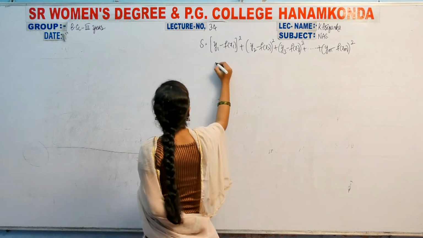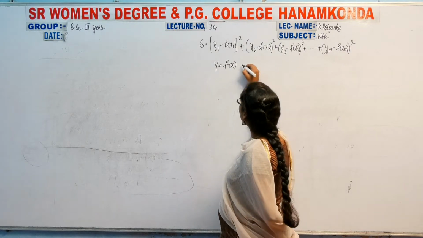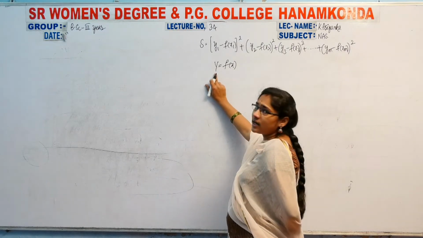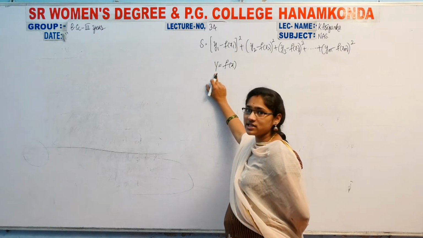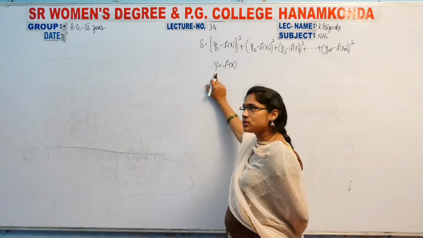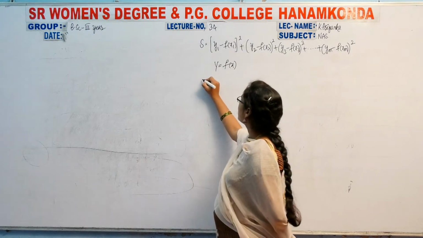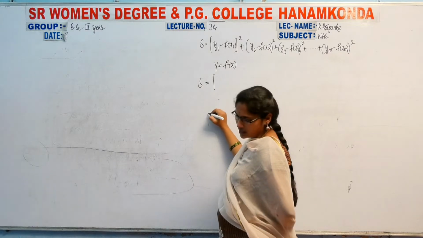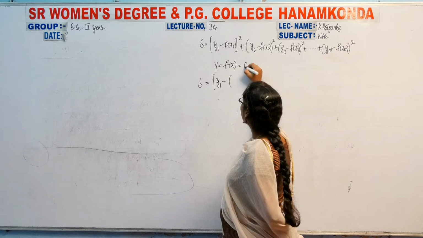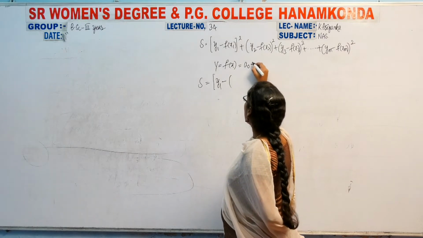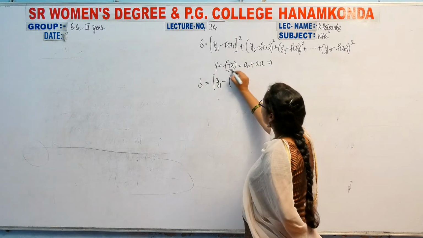F of x1 means we know that capital Y is equal to f of x, right? So what will be f of x1? Here we will get capital Y1. What is the value of capital Y1? a0 plus a1x, I said. Now I am going to substitute those values. Now write from the above information, s is equal to y1 minus, here what is f of x? It is nothing but a0 plus a1x. So from here, what will be the f of x value?